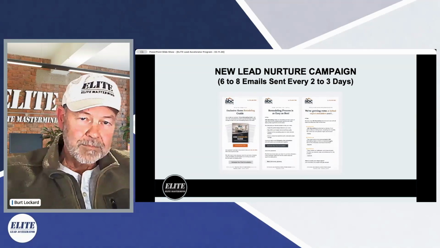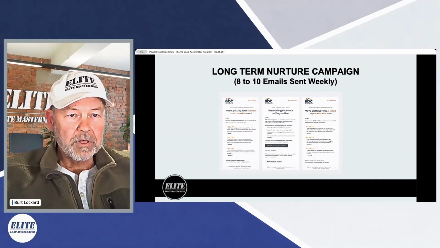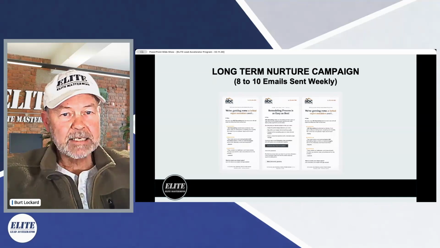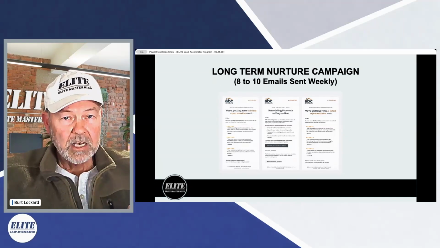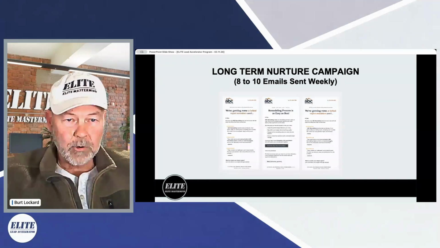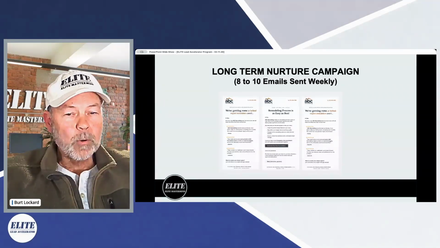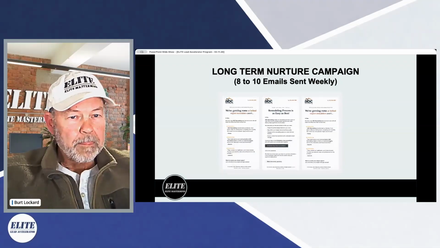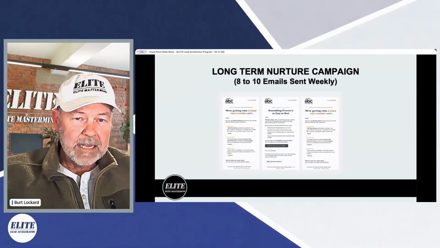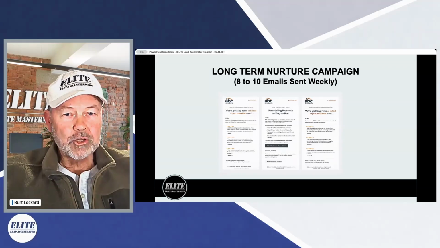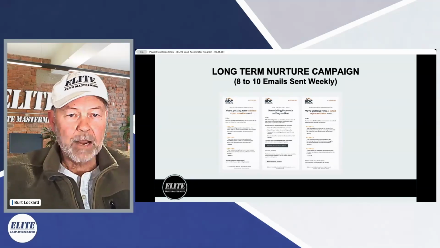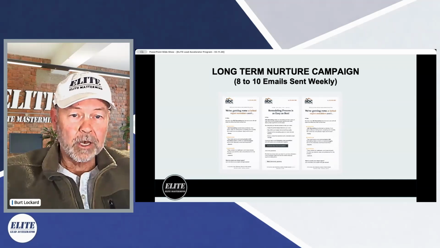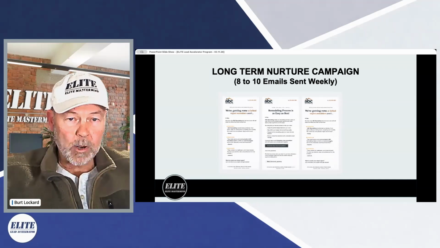If over that 2 to 3 week period they don't book, then we move them into a long-term nurture campaign, which would be a series of 8 to 10 emails that would be sent weekly. Again, we're not going to be quite as aggressive. The emails may be a little shorter, but we're giving them valuable information and we're actually asking them to book. So these are easy with AI now, with ChatGPT, with Claude. You can have AI write you emails, and they'll be pretty good, and you'll get better as you move forward through this process and learn it.